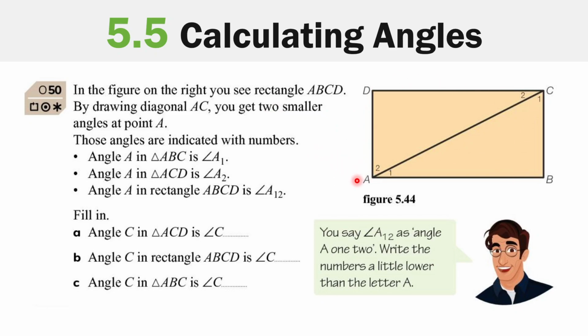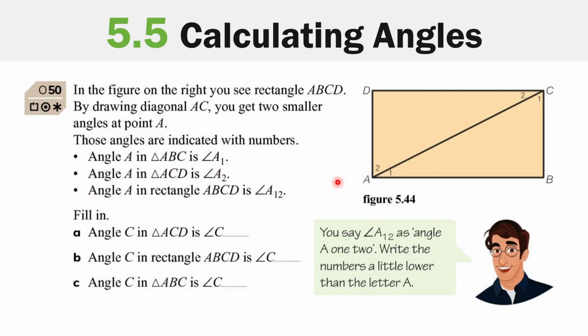By drawing diagonal AC, you get two smaller angles at point A. To indicate which one is which, we can write in numbers there. So you put a 1 here and a 2 here, which means that if we're only referring to this triangle part right here, or you can say angle A in triangle ABC, we call it angle A1. So it's clear that we only need this part and not that part, and surely not the whole triangle. Angle A in ACD is therefore called angle A2.